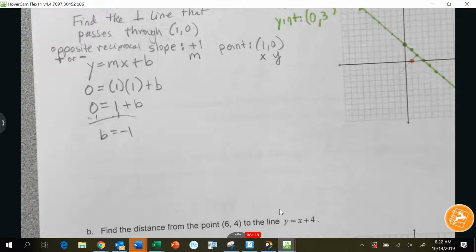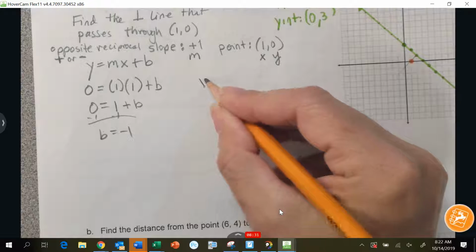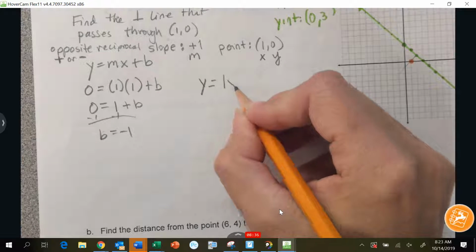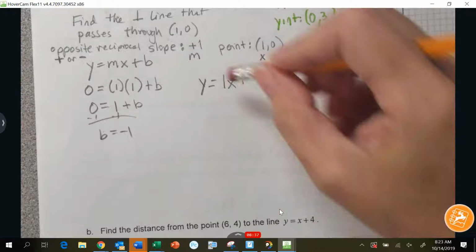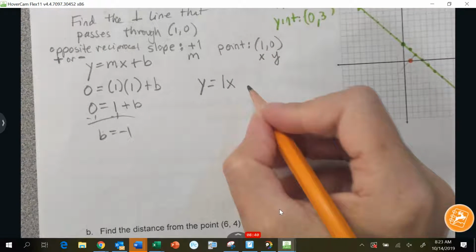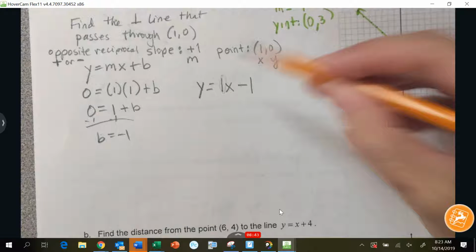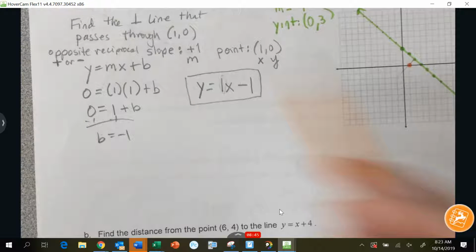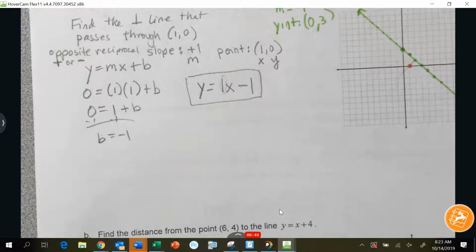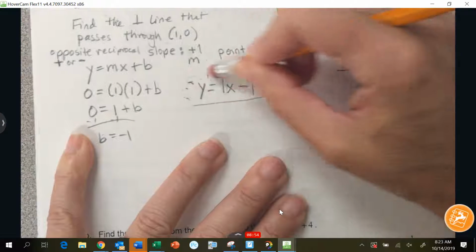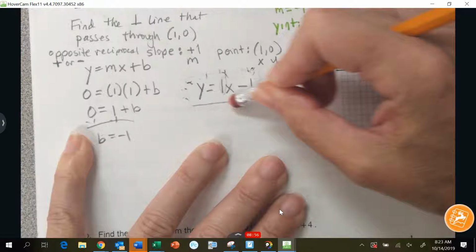So my equation is going to be y equals our slope 1, x, plus our b, which is -1. And you know I don't need this 1 right here. I'm just writing it because I'm saying it. I want to make sure everybody heard it. Okay, that's not our final answer. I don't even know why I boxed that in. That's not our final answer. This is the equation of that line.